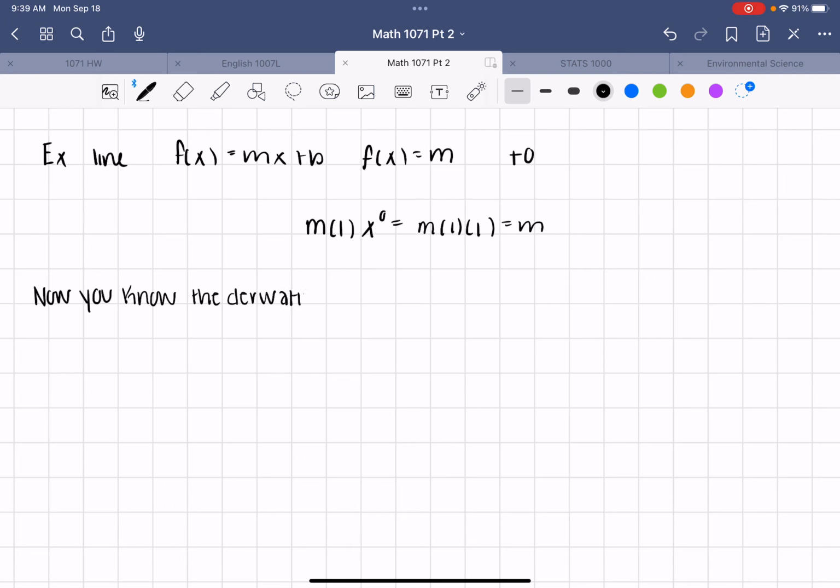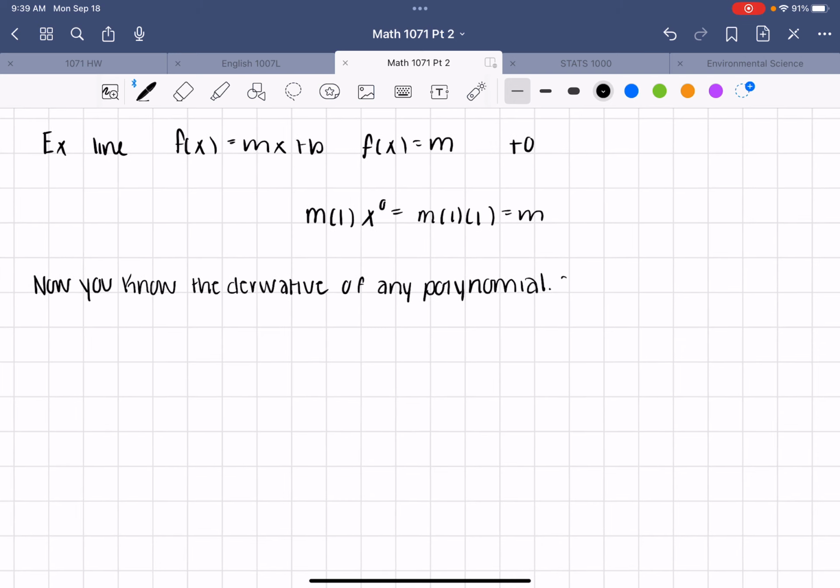So let's say that f of x is 7x to the 4th minus 3x cubed plus 13x squared minus 141x plus 17. Just pull out any random polynomial. You know the derivative. Let's do it.